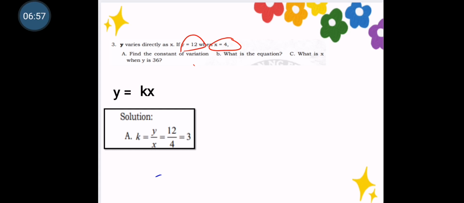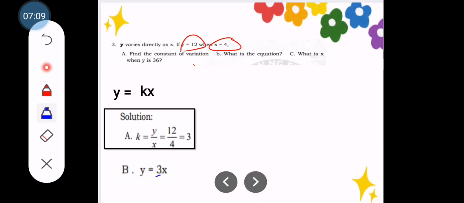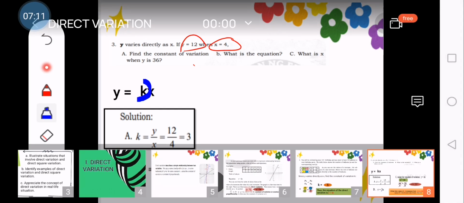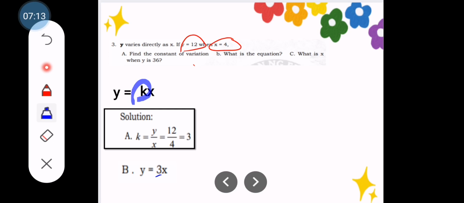Since ang k natin is 3, edi substitute lang po natin, no? So, y is equal to kx. Yung 3 is sinubstitute natin kay k. So, ano ba yung k? Ito si k. Since ang nakuha natin na constant ay 3, kaya po siya naging 3. So, yan yung constant natin.